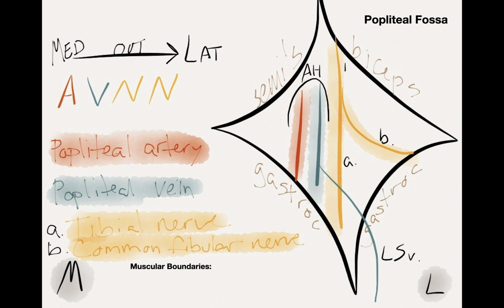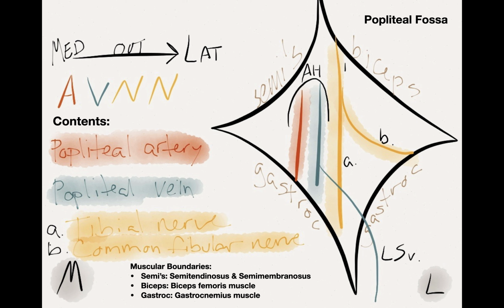So if we add everything back, keep in mind the muscular boundaries include the semis, so the semitendinosus and semimembranosus, and the biceps femoris superiorly. Okay, so biceps femoris is going to be superior and more lateral. Notice our M and L references now. And then we have gastrocnemius coming up from the leg, right? Coming up from the leg. Gastrocnemius has a medial head and a lateral head.